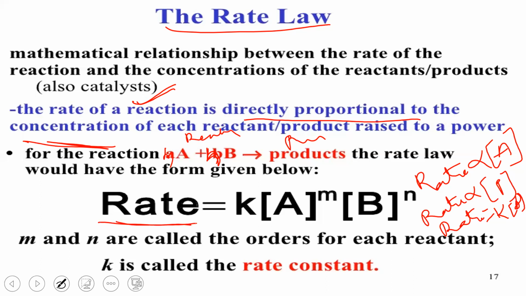The rate is proportional to the concentration of the reactants or the concentration of the products. Here we are writing this with respect to the concentration of the reactants. So the rate is equal to K, the rate constant, times the concentration of A to the power M, and the concentration of B to the power N. These are the reactants. This way you can write the rate law for any reaction.